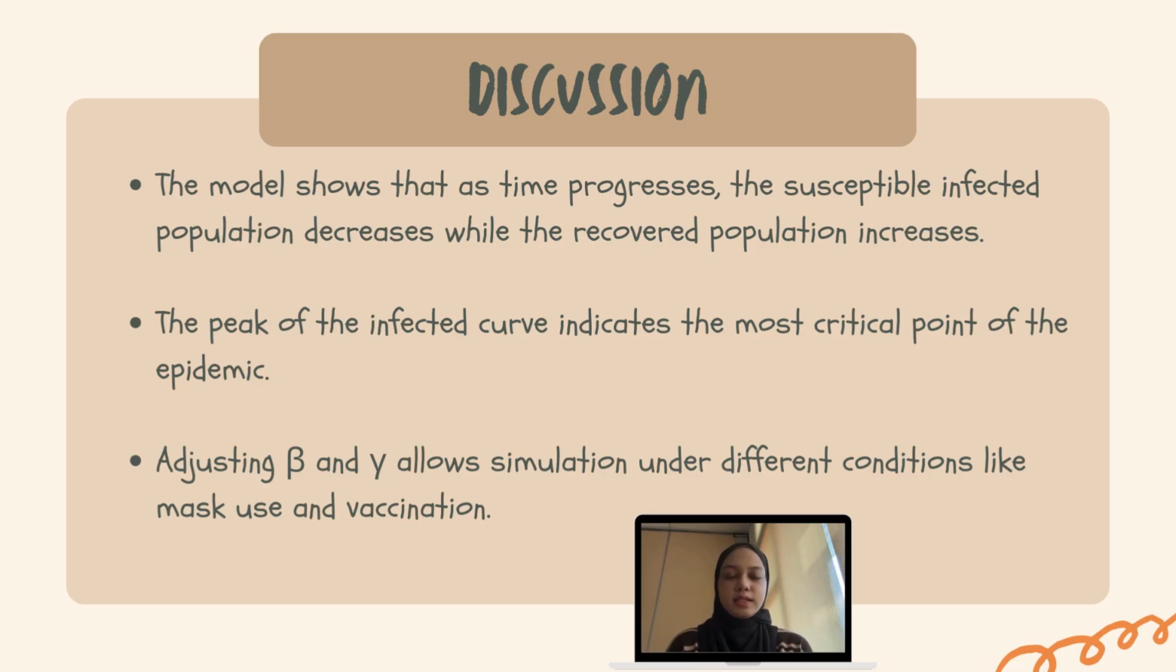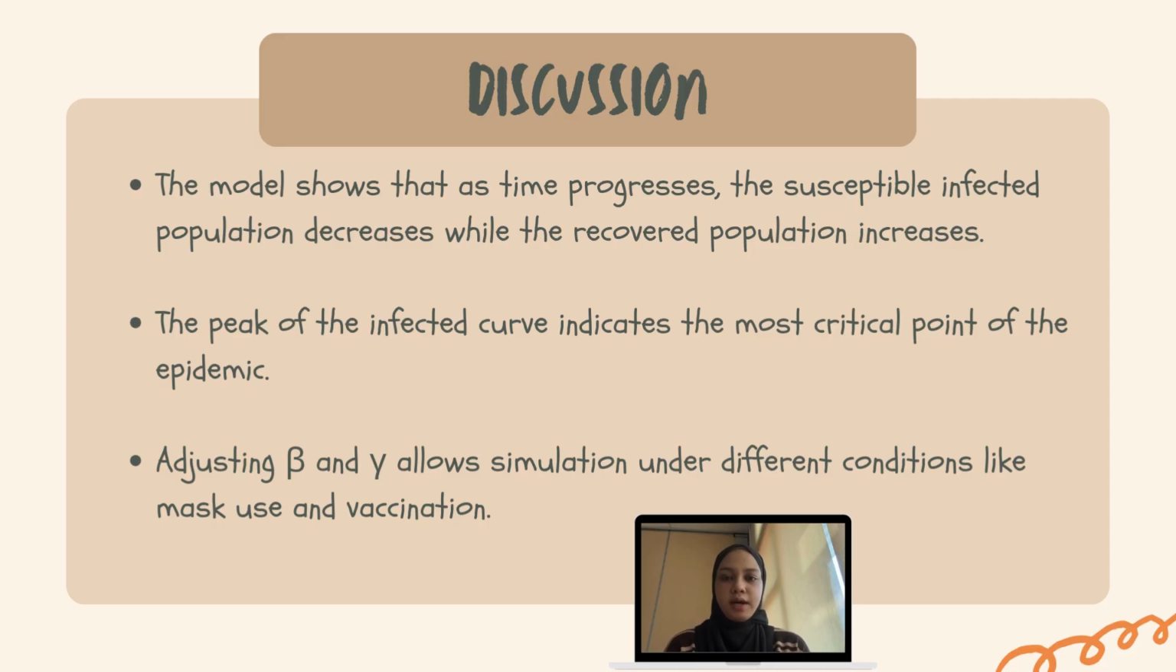Now, let's discuss the result. The graph shows that as more people get infected and then recover, the number of susceptible people drops. Eventually, the infected group also goes down as fewer people are left to infect. Meanwhile, the recovered population increases. This is the basis of what we call herd immunity. Once enough people have recovered, the disease cannot spread as easily. The peak of the infected curve indicates the most critical point of the epidemic.